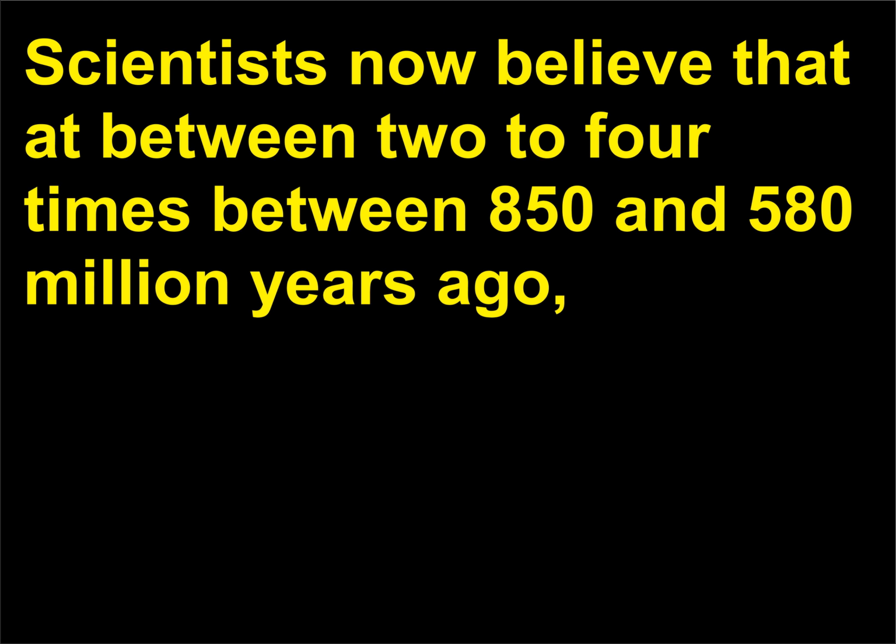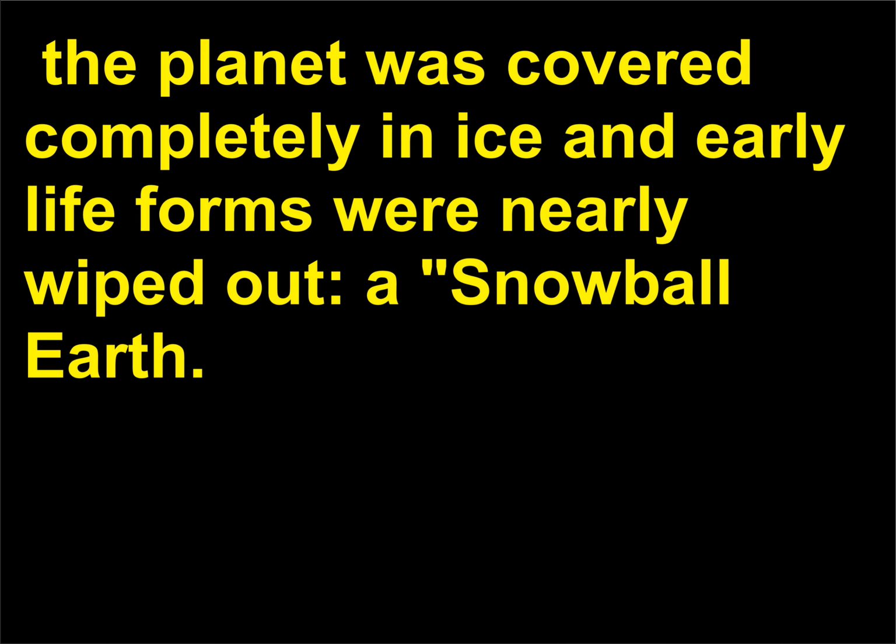What was Snowball Earth? Scientists now believe that between 2 to 4 times between 850 and 580 million years ago, the planet was covered completely in ice and early life forms were nearly wiped out, a snowball Earth.